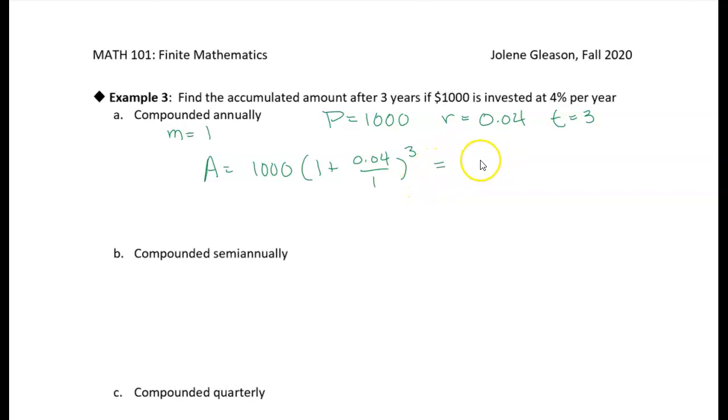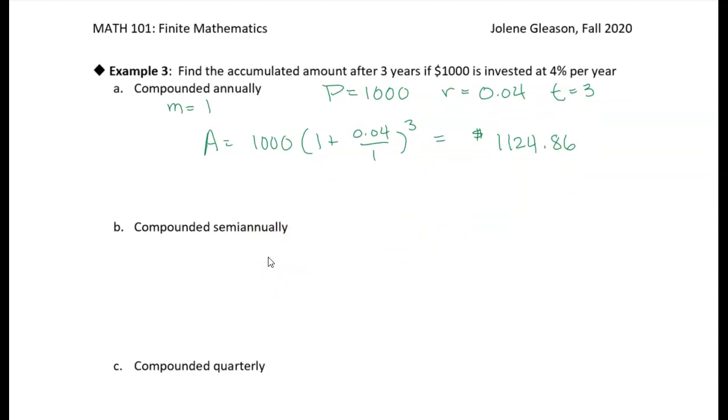We can put that into our calculators and get $1,124.86. Now let's see the same investment, same interest rate, same term of 3 years. The only thing changing now is that we're compounding semi-annually, so m equals 2 periods per year. We want to calculate that accumulated amount. How does that compare?